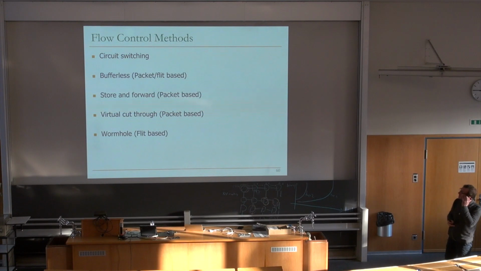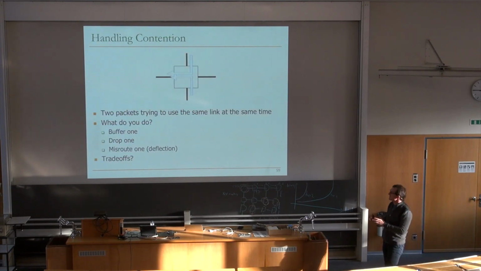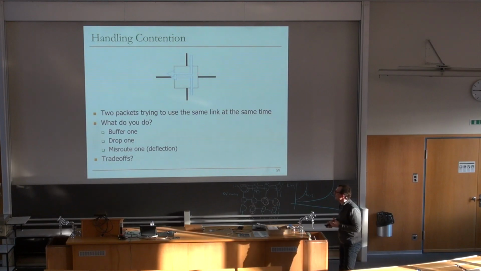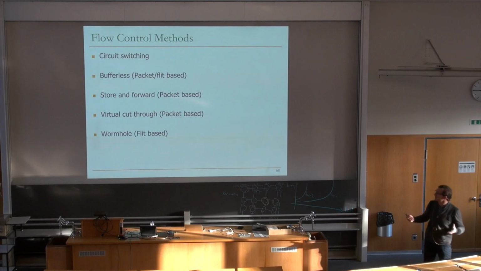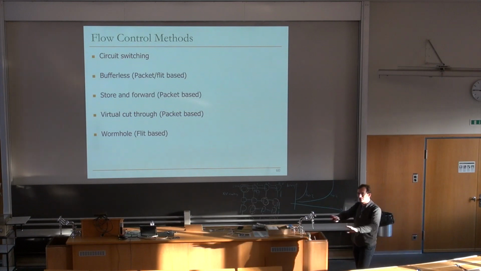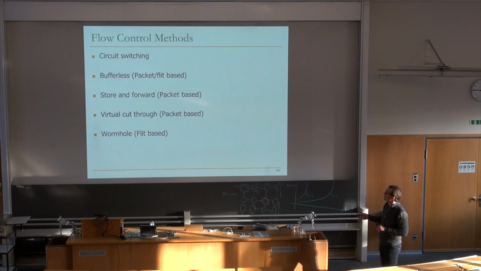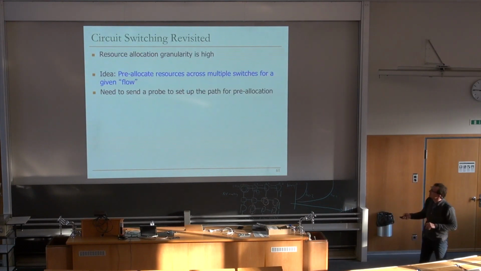But let's talk about some flow control methods. So you can think of this as buffering and flow control merged together. Basically, we're controlling some flow. One sort of flow control method is circuit switching, as we've discussed. You set up the circuit and control the flow into that circuit. Bufferless is another flow control method. We're going to look at store and forward, virtual cut-through, and wormhole.